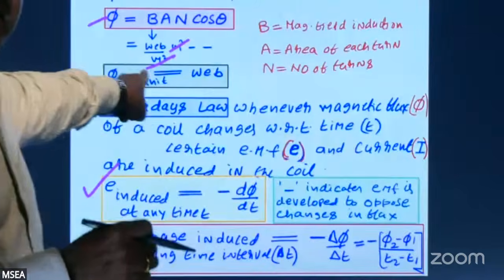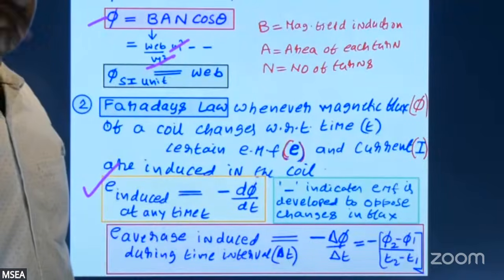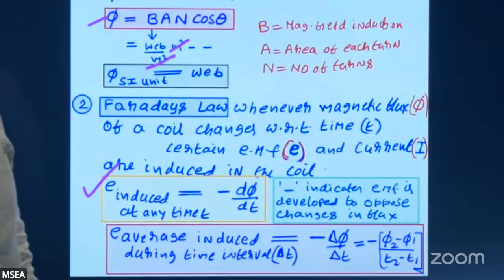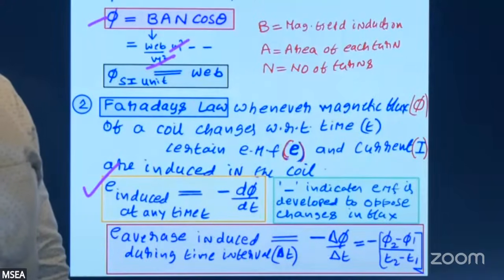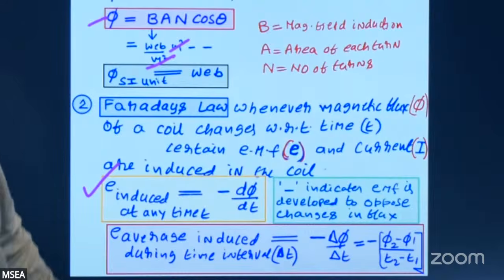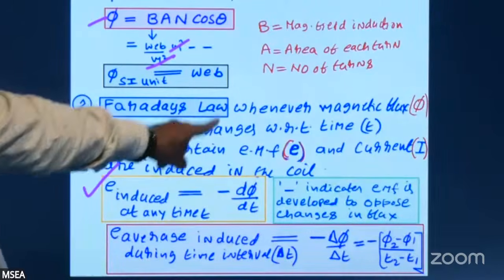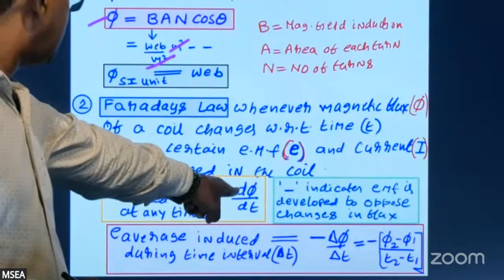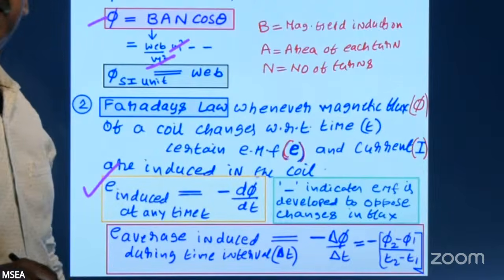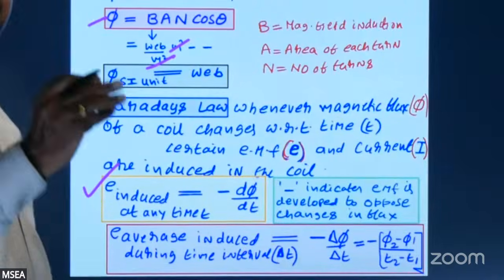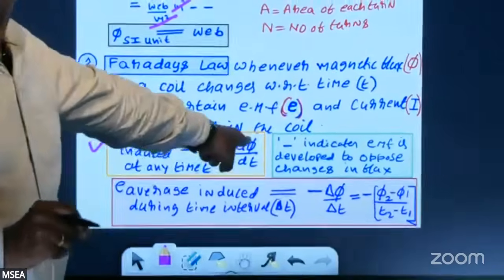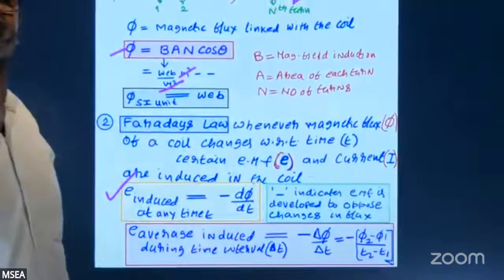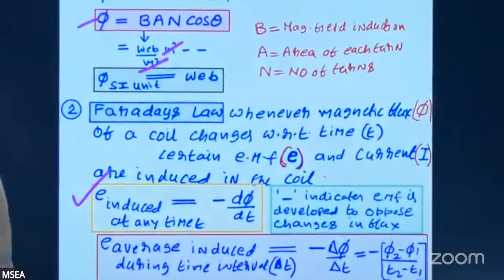There is a reason for the flux to change. The EMF is developed in such a way as to counteract, to oppose that particular change in the flux. Okay, that point is the fundamental point. So the EMF induced in the coil is minus d phi by dt. This will give you the EMF induced in the coil at a certain instant of time, so that is known as instantaneous EMF. EMF induced at one instant of time.